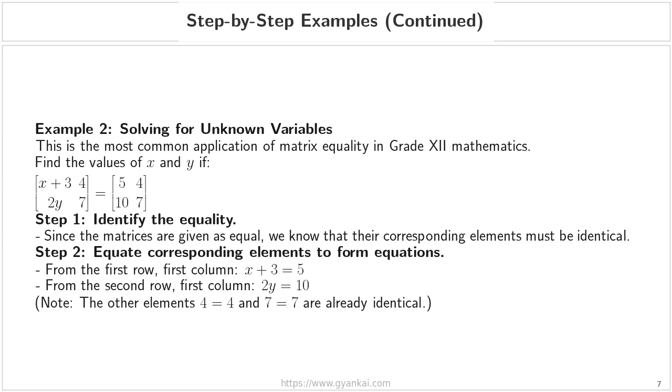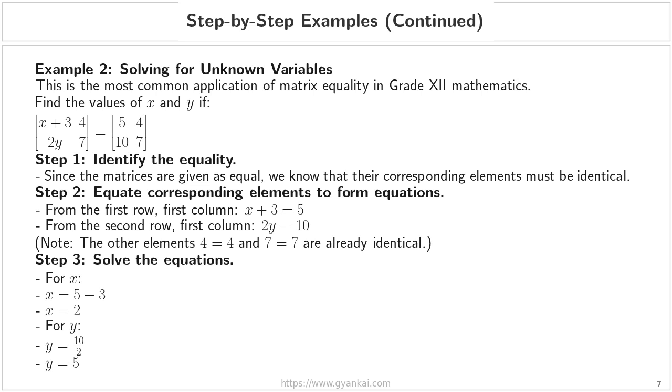First, looking at the first row and first column, we can see that x plus 3 must equal 5. Next, looking at the second row and first column, we see that 2y must equal 10. You will notice that the other elements, 4 and 7, are already identical in both matrices, so they simply confirm that the equality is possible.